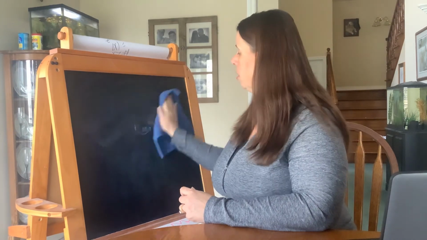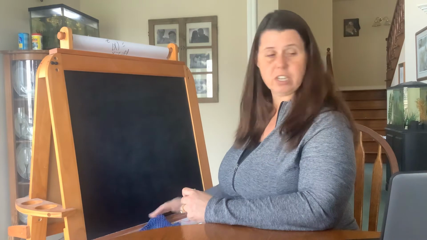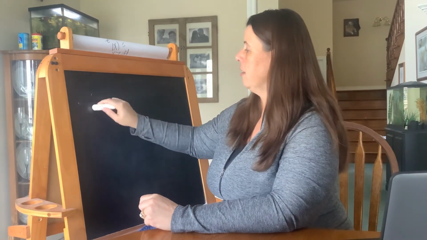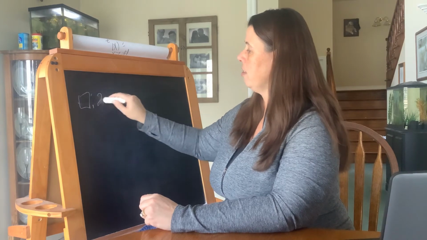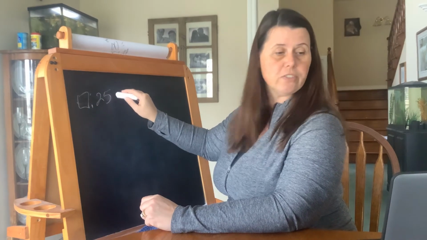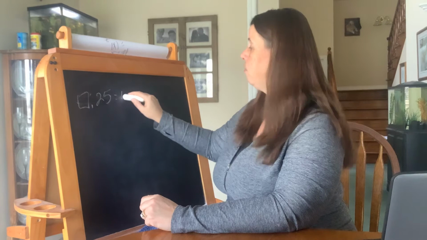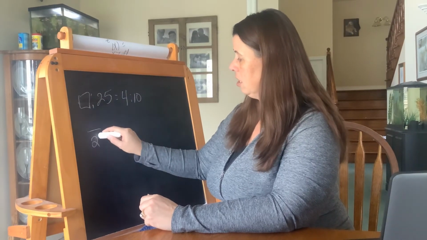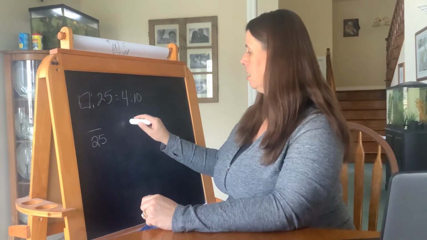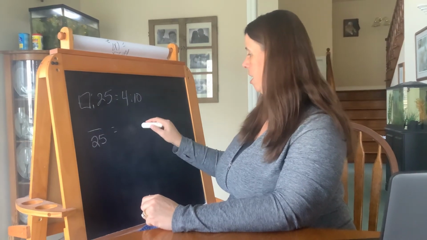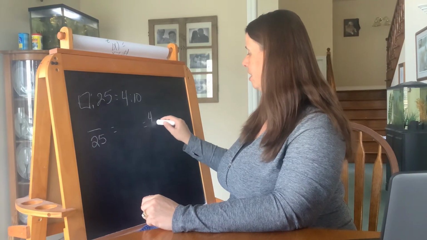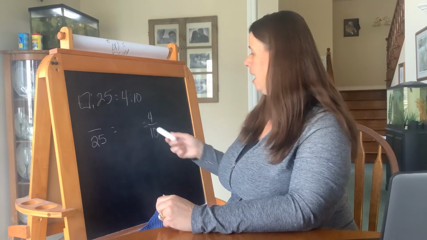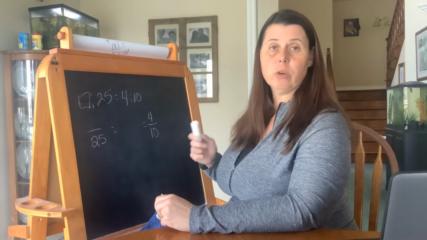I'll do one more with you for an example, and then we're done for the day. I'll draw it the way they have it. Something over 25 equals 4 to 10. So I'm going to rewrite it as a fraction. Something over 25 equals 4 over 10, right? So 4 over 10, I've got to get that to lowest terms.